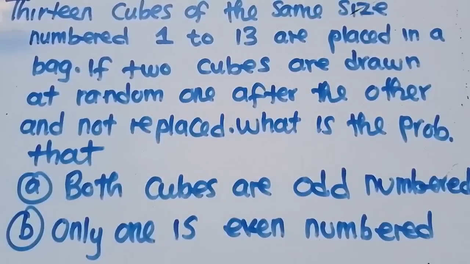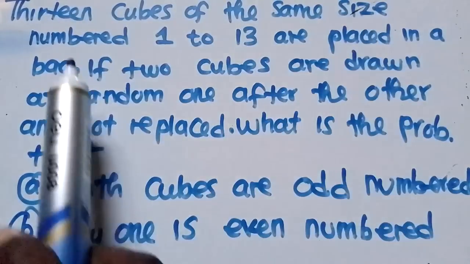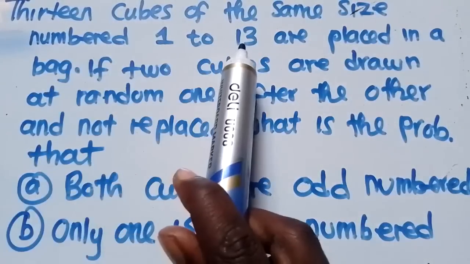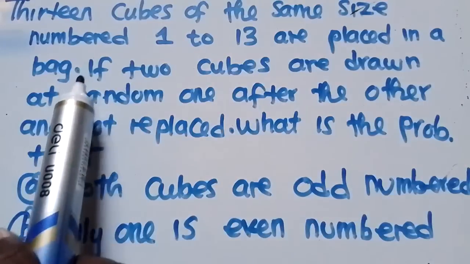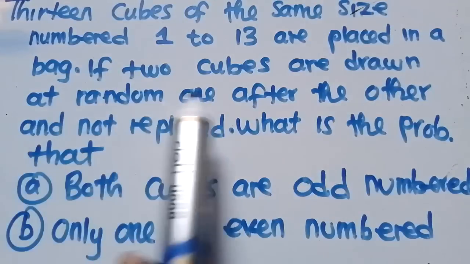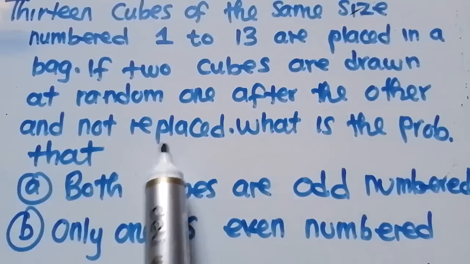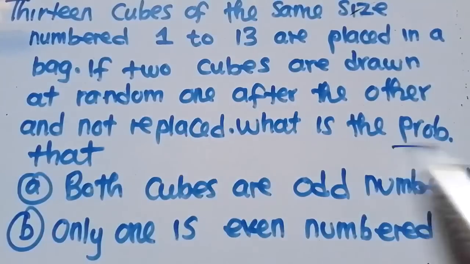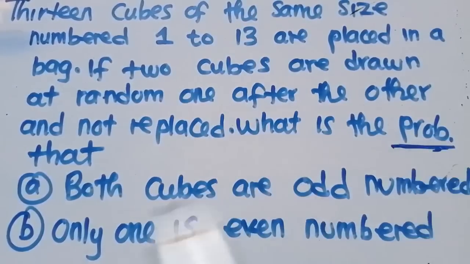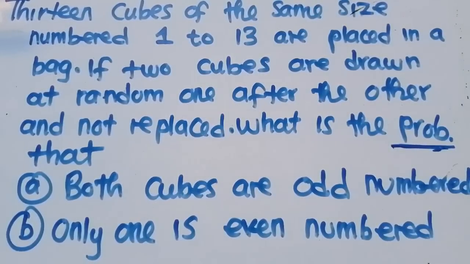It is saying 13 cubes of the same size, numbered 1 to 13, are placed in a bag. If 2 cubes are drawn at random, one after the other, and not replaced, what is the probability that both cubes are odd numbered, or that only one is even numbered? How can you answer this question?